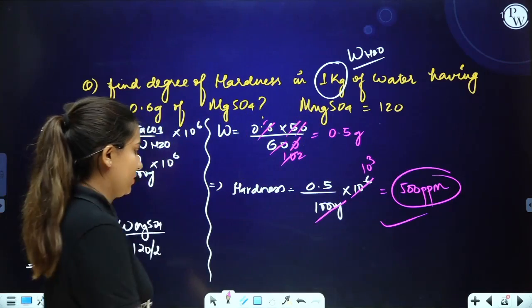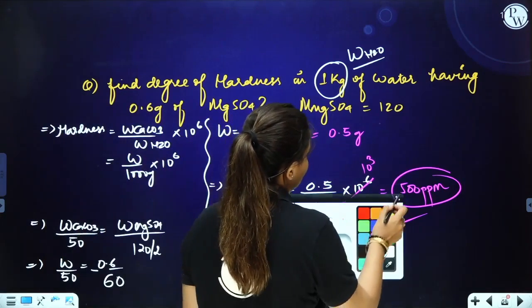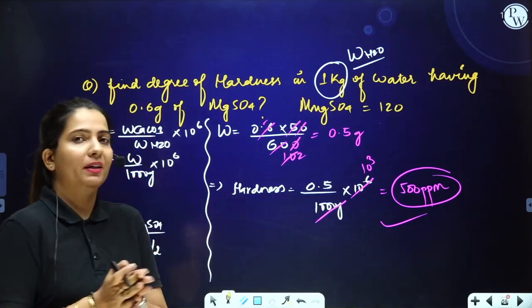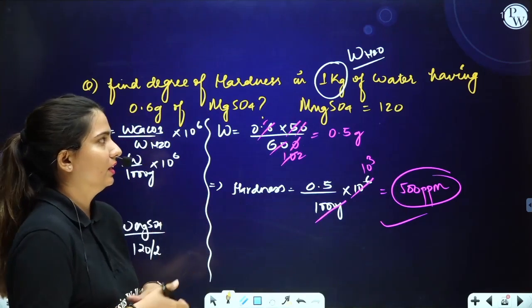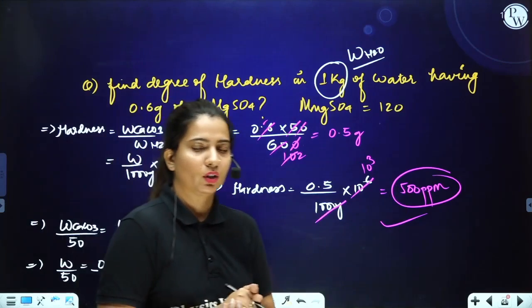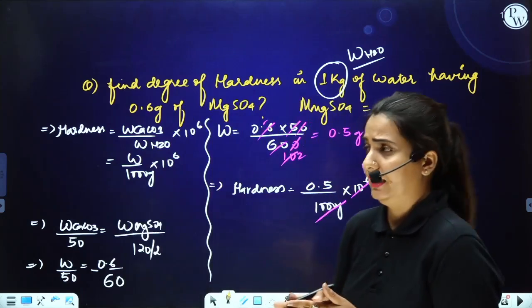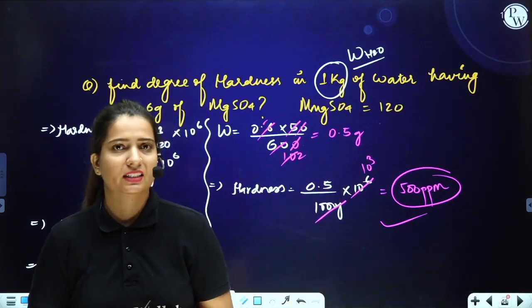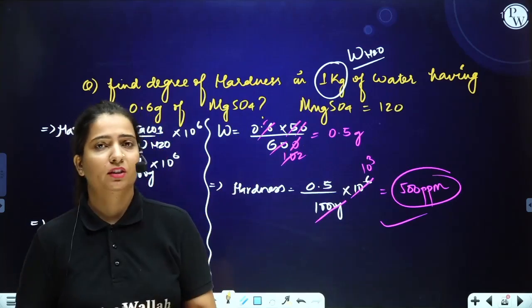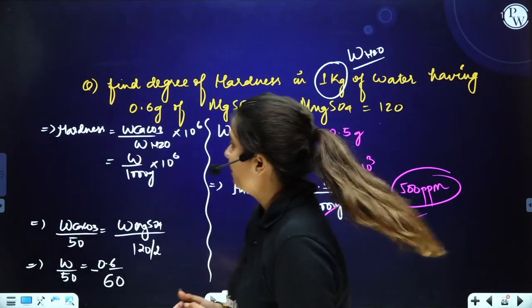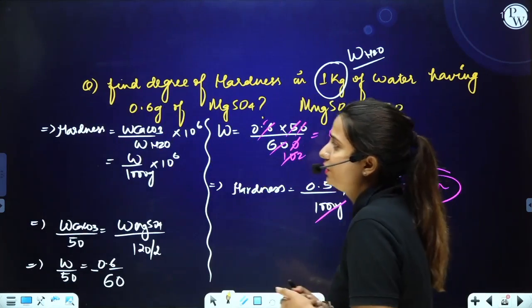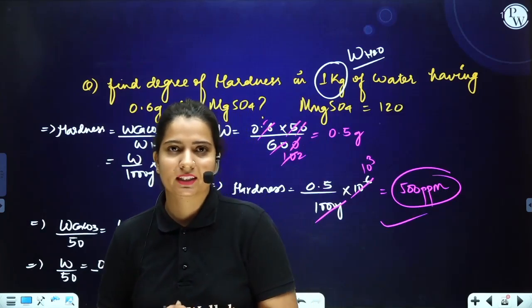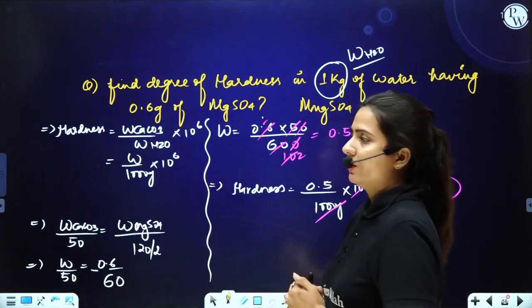So easy this question is, and these kinds of questions are only coming in the examination. This is also a previous year question. I have not written the year, but this is a previous year question only. This is how you have to express the degree of hardness. It's very easy. Most of the things are given in the question itself, like the molar mass of the magnesium sulfate is given, and the weight of the water is given. So maximum things are already present in your question itself. Okay, now let's move forward.